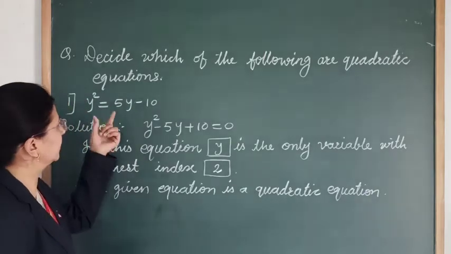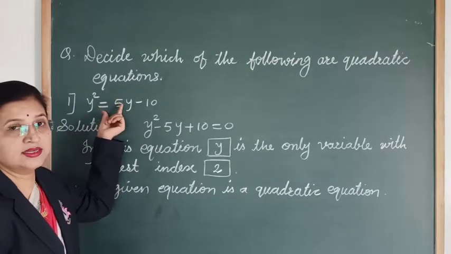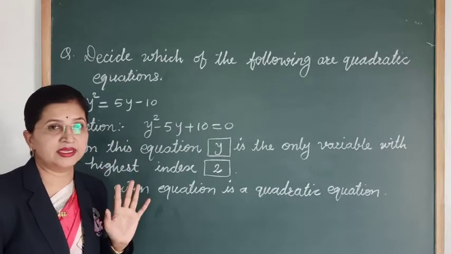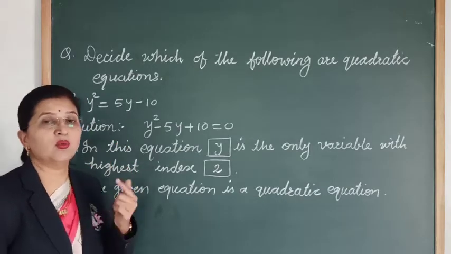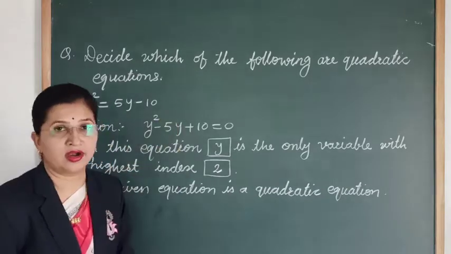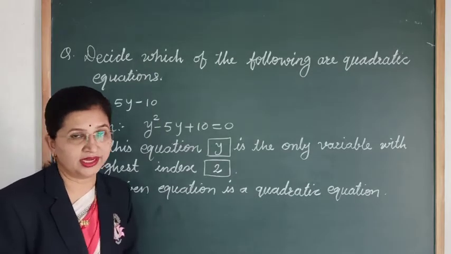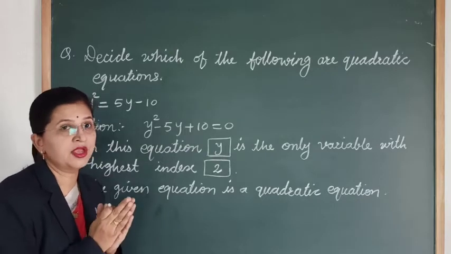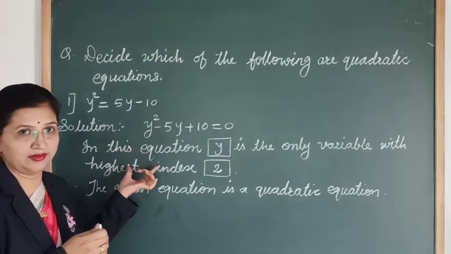So dear students, here we can easily see that the highest power of the variable is 2 and only one variable is there. So here we will not get the 1 mark just by writing yes, it is a quadratic equation, or no, it is not a quadratic equation. For that we will not get the marks. So how to answer such a question? So in this way only we have to write our answer.